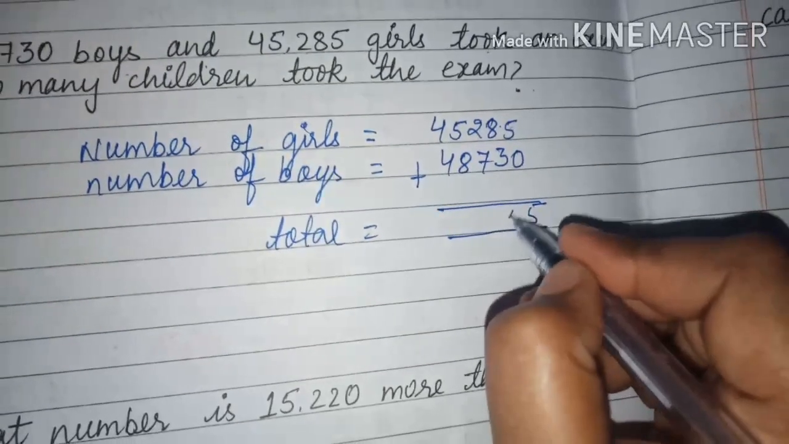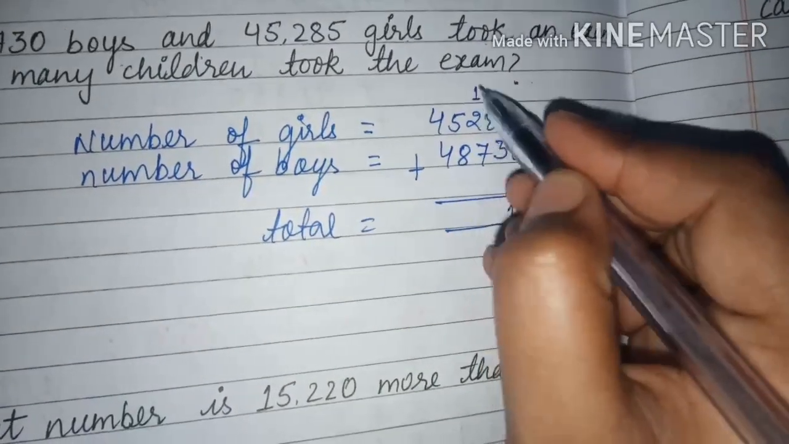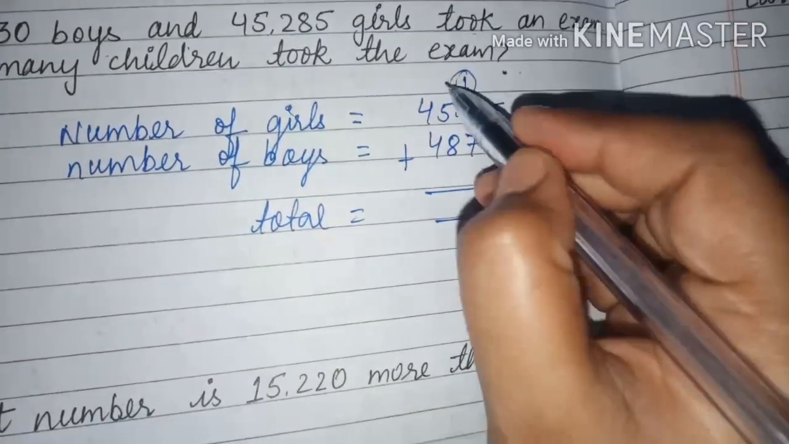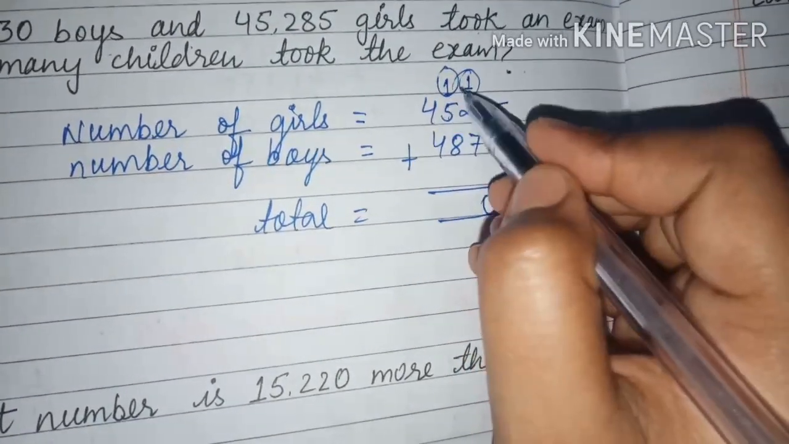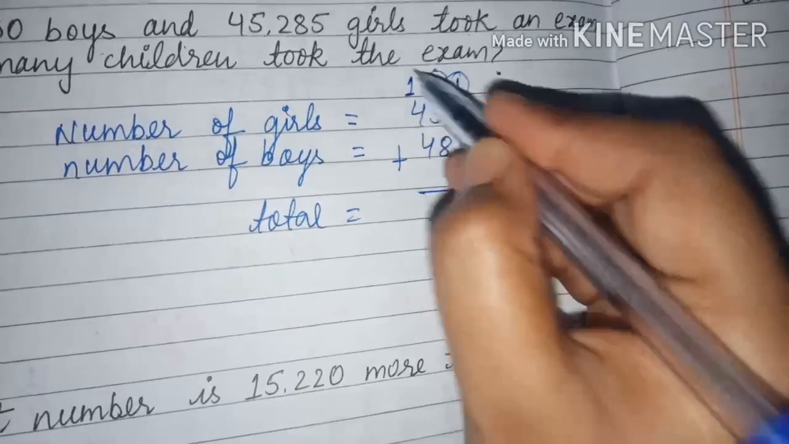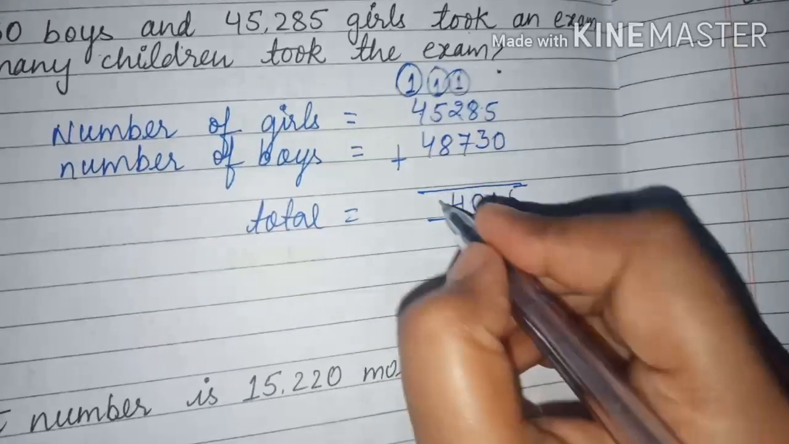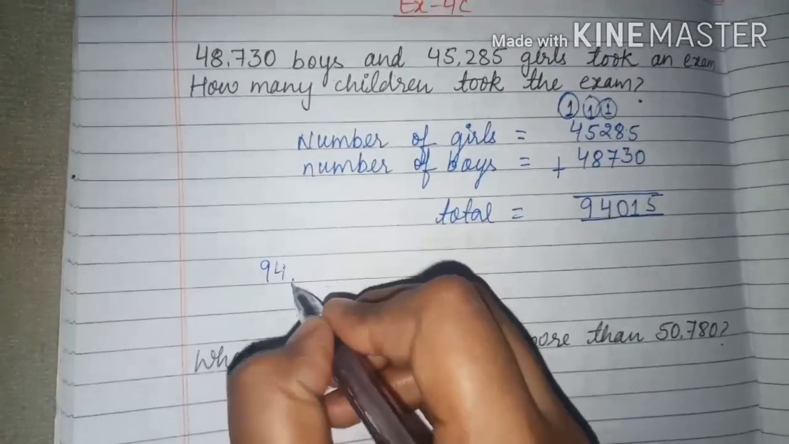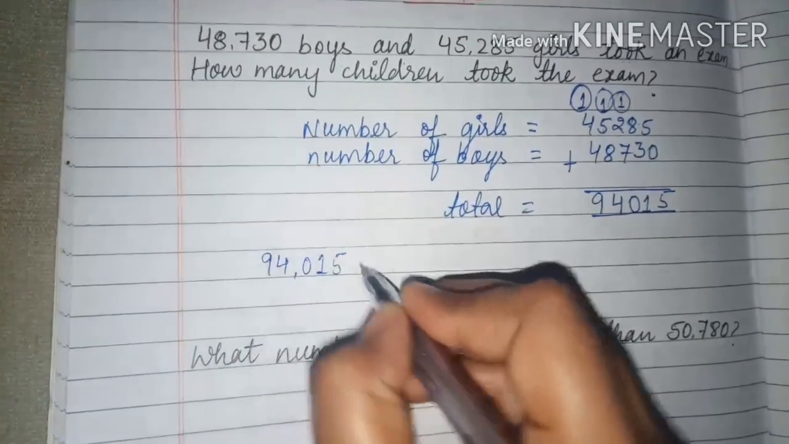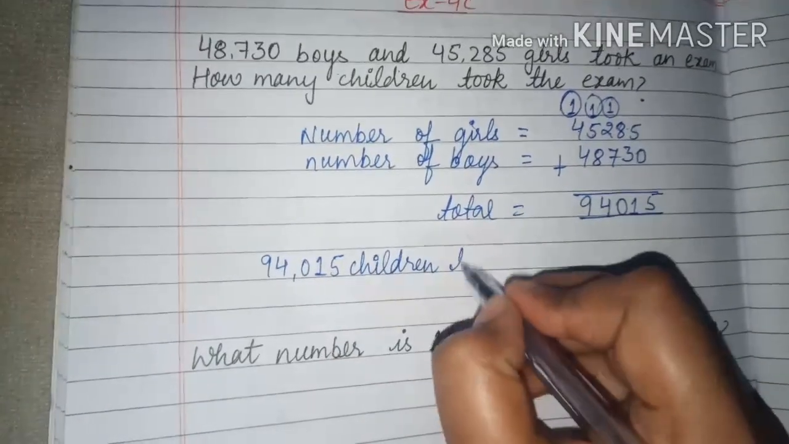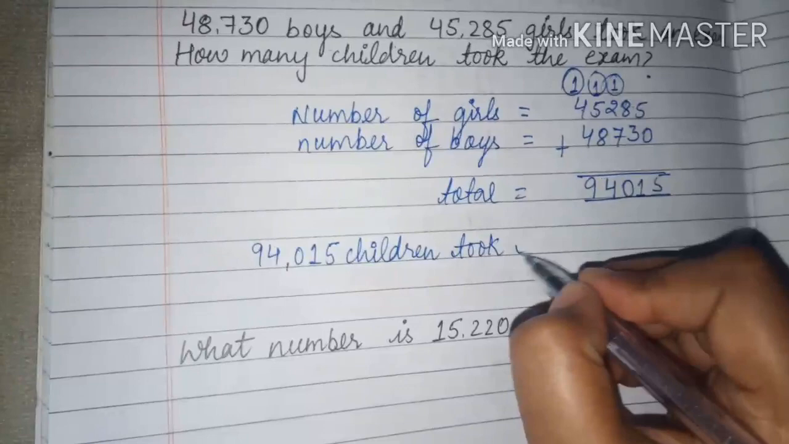8 plus 3 11 का 1 कैरी हुआ 1. अब 2 और 1 3, 3 और 7 10 कैरी हुआ 1. 5 और 1 6, 6 और 8 14 कैरी हुआ 1. 4 और 1 5 और 4 9. That means how many children took the exam? So you will write 94,015 children took the exam.